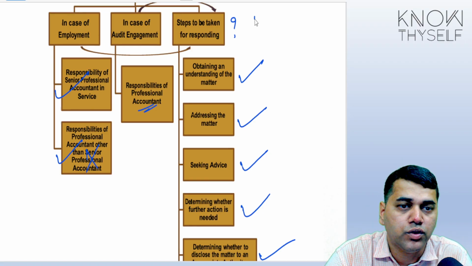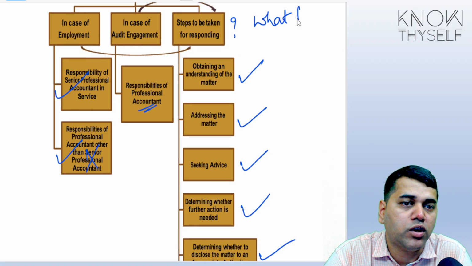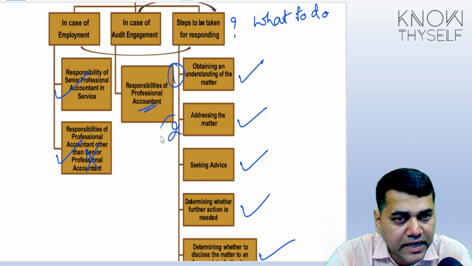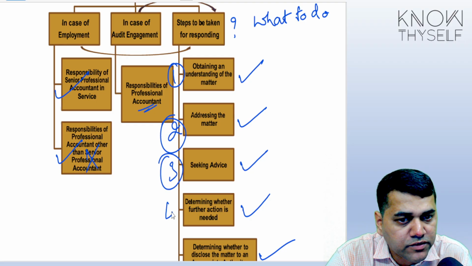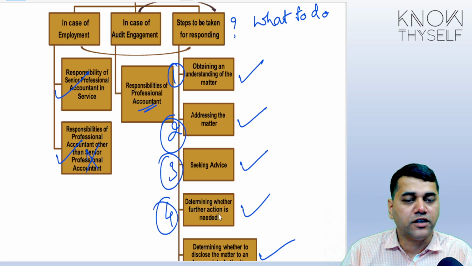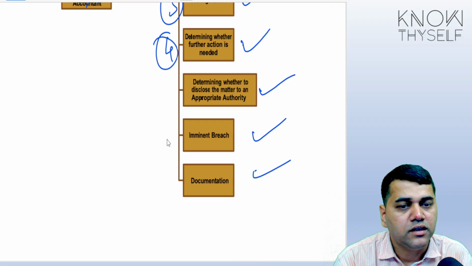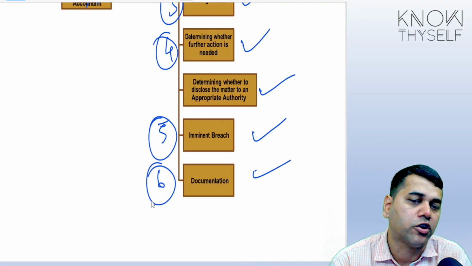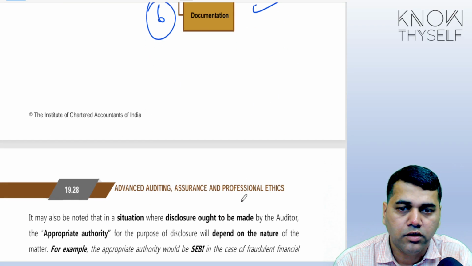What to do if you come to know? First thing, obtain the understanding. Second, address the matter. Third, seek the advice. Fourth, see whether further action is required. Fifth, look for an imminent breach, which is yet to happen. And sixth, you document. Okay, students.